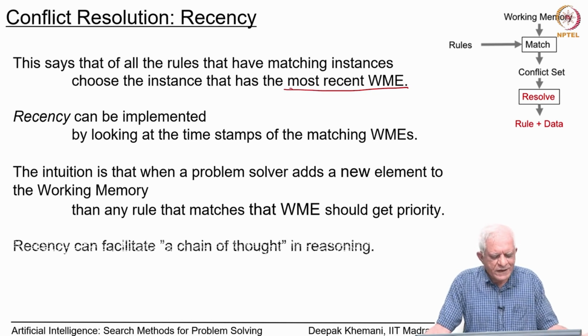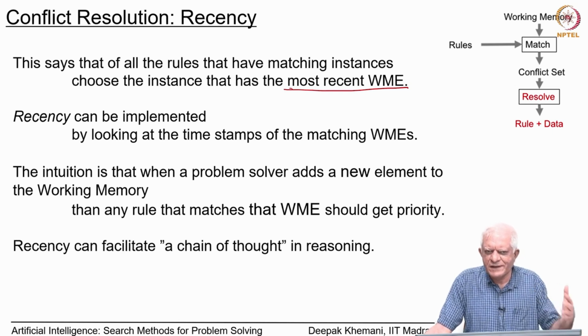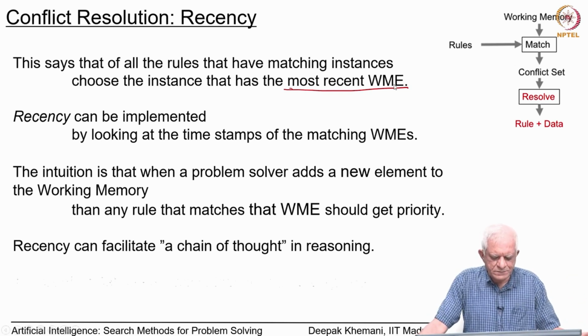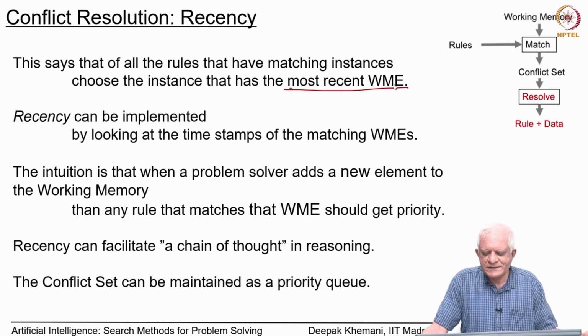Okay. So, the idea is that recency can facilitate what can be thought of as a chain of thought, chain of thinking, that you are making some inferences, you are making some actions and you want to carry forward on that. Recency will take care of that. You added a new element, it triggers a rule, so use that rule to match. We can maintain a priority queue. We will look at the implementation details as we go along essentially.